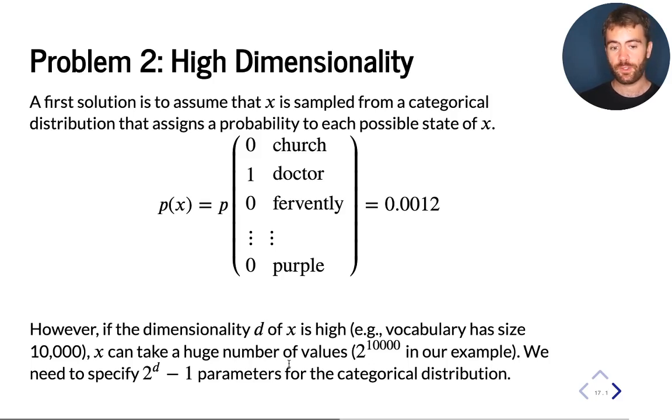In other words, this categorical distribution would have 2 to the power d minus 1 parameters, and we would have to specify all of these parameters. And with a number that's this large, this will not even fit in the memory of our computer. So we cannot really model this type of input as a categorical. We need to be a little bit more clever.